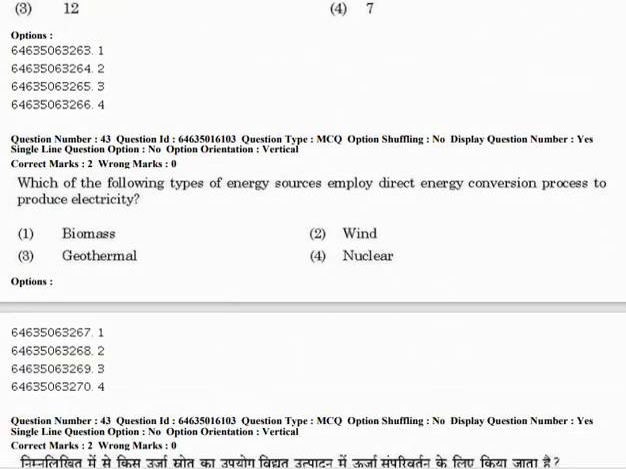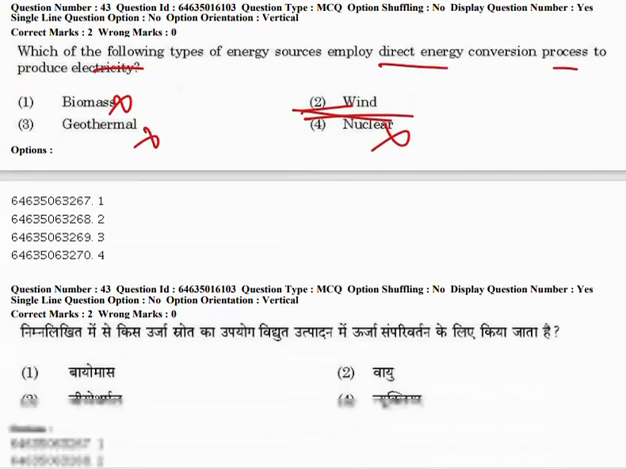43. Which of the following types of energy sources employ direct energy conversion process to produce electricity? It is wind energy. Biomass direct नहीं करता है, geothermal भी नहीं, nuclear भी नहीं, wind energy कर रहा है.